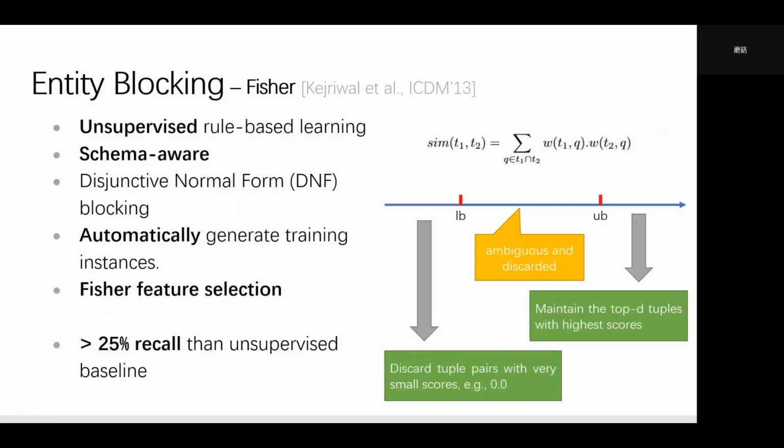Fisher is also a rule-based learning method, but it is unsupervised. The main contribution is to automatically generate the training instances. In summary, the author sets two values, a lower bound and an upper bound. In the region whose similarity is higher than the upper bound, some total pairs are selected and considered as the positive pairs. Also, some negative pairs are selected in this region, but they also discard some total pairs with very small scores, such as 0. So in experiments, Fisher shows that the recall is 25% higher than the unsupervised baselines.